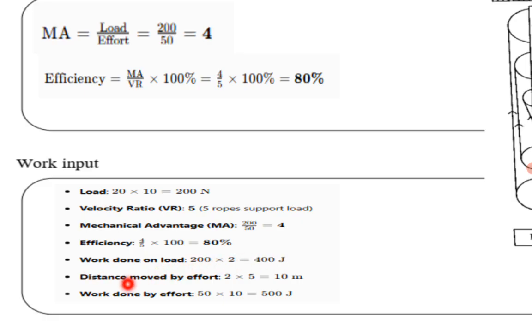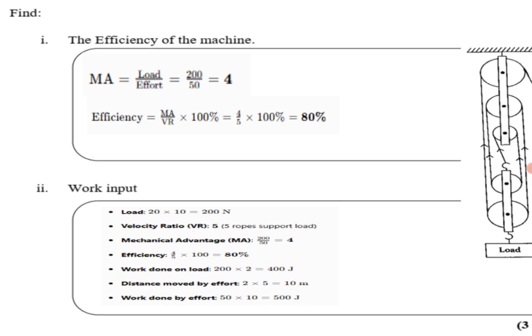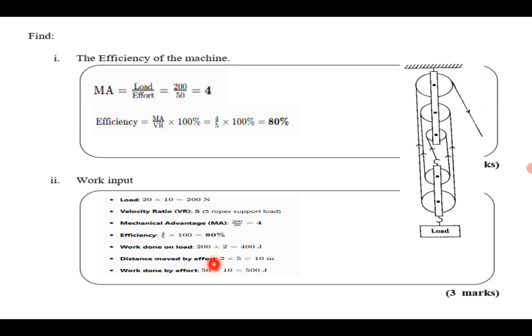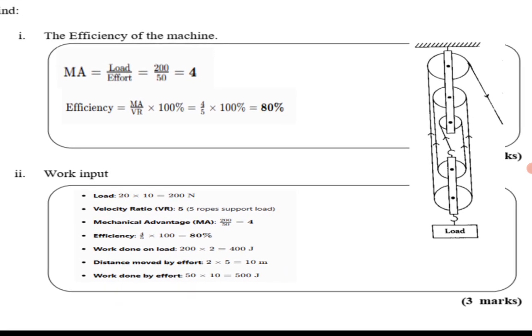And the distance moved by the effort is going to be 2 multiplied by 5, which is 10 meters. The 5 is the number of sections of the pulley system there. Therefore, work done by effort, which is the work input, is going to be 50, which is the effort, multiplied by 10, which is 500 joules.